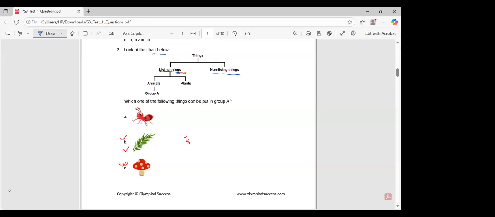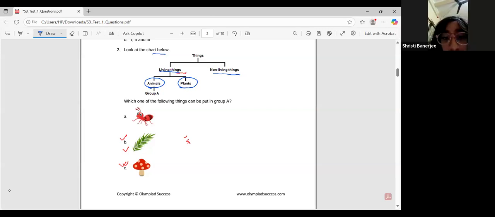Very good. So living things are the ones which have life and a non-living thing is one which doesn't have life. So in living things, you have only two categories, that is animals and plants. Okay, so under which category do we come? Are we animals or plants? Obviously, we are animals. Humans are animals only.